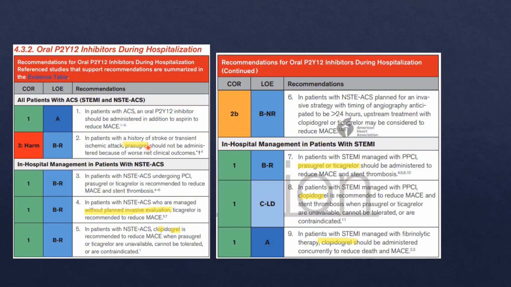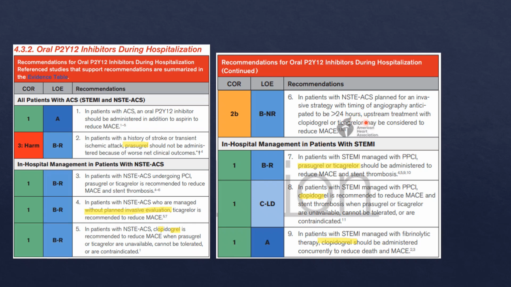During in-hospital management of patients with non-ST elevation MI, patients who are undergoing PCI should get prasugrel or ticagrelor. And those who cannot be given prasugrel or ticagrelor, clopidogrel should be given. And in patients with non-ST elevation MI who are managed without planned invasive evaluation, ticagrelor is recommended to reduce MACE. Coming to the group of patients in whom you have planned to do an angiography after more than 24 hours, upstream treatment with clopidogrel or ticagrelor can be considered, given a class 2B recommendation.